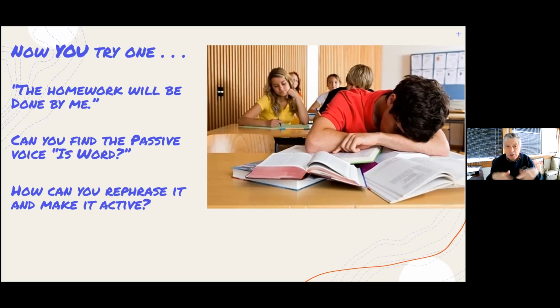Now, the be, after a while, it's going to jump out at you. You're going to start, oh, there's a be. There's an are, there's a was, there's a were. It's going to start jumping out at you. So how can you rephrase it so that you're eliminating the passive voice, you're making your sentence active, more clear, and you're cutting down on words? How can you get rid of the is word? The homework will be done by me.